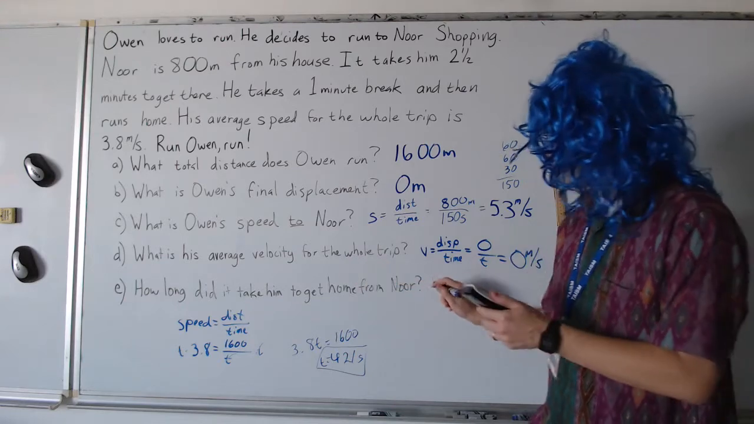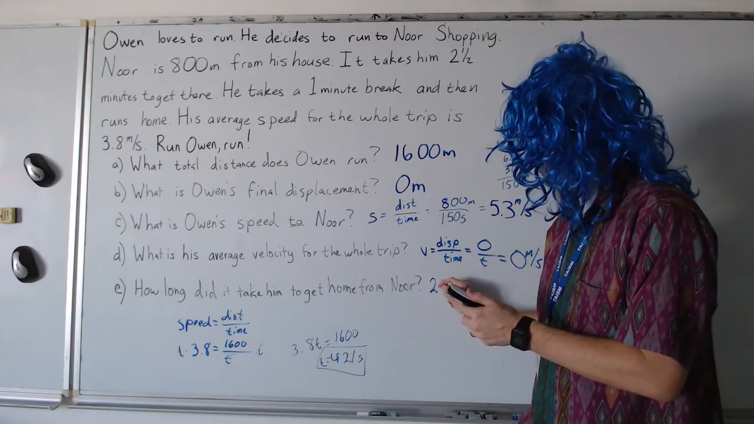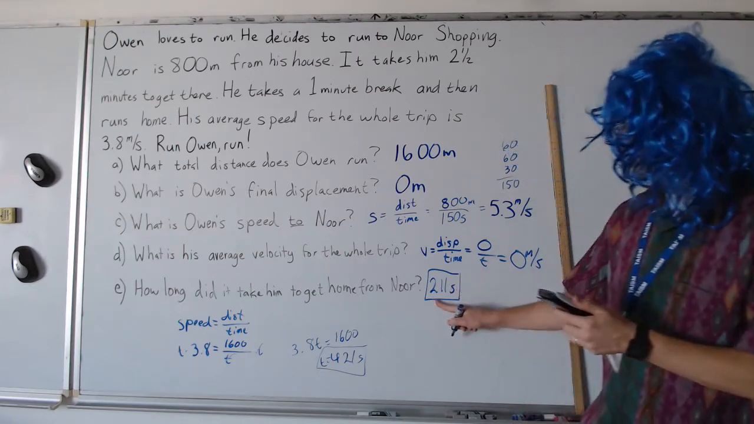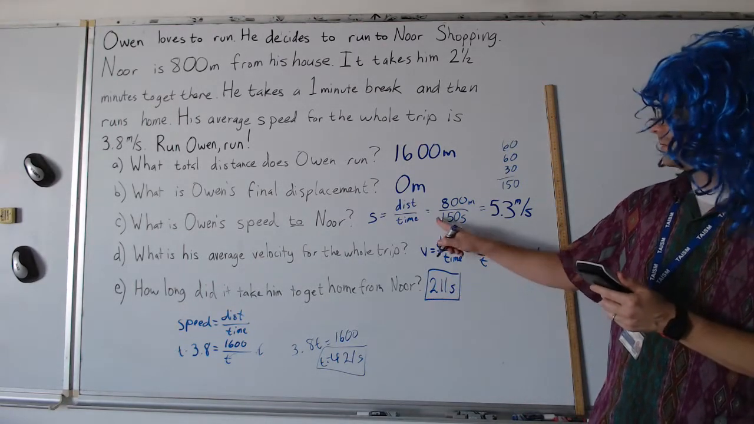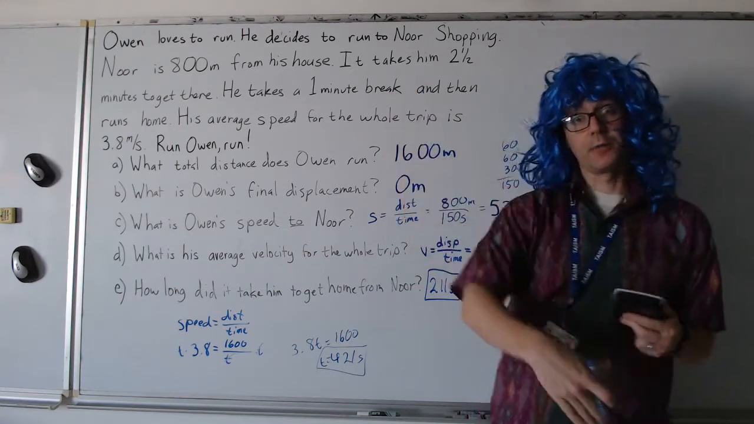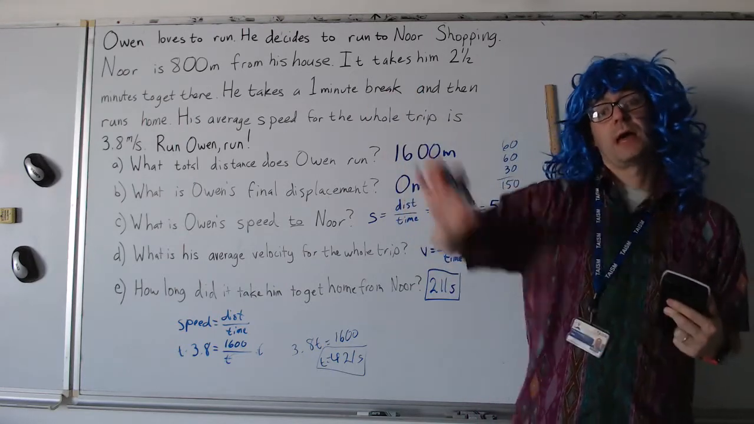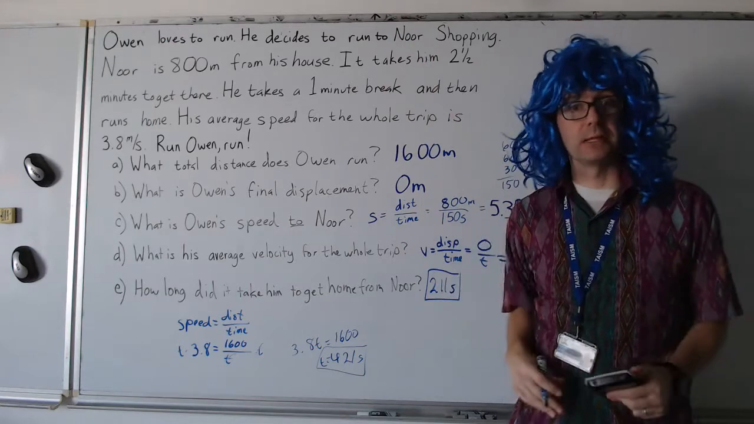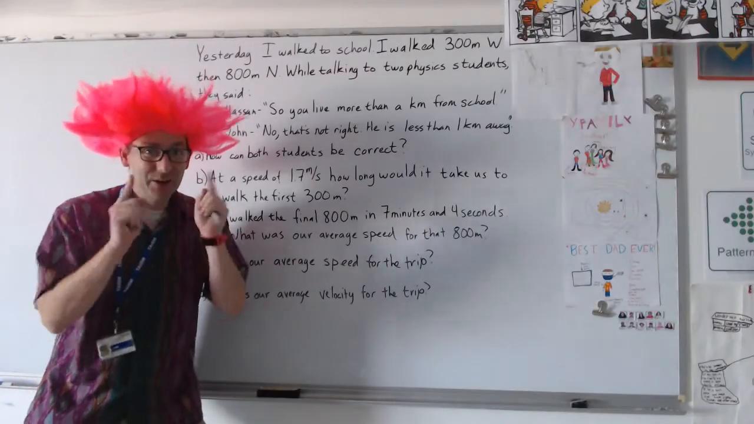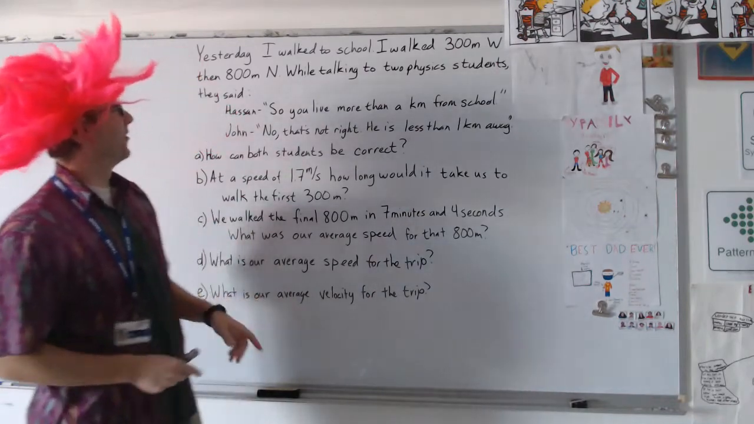So how long did it take him to get home from NOR? 211 seconds. So it took him a little bit longer to get home than it took him to get to NOR. That makes sense. From his house to NOR is down the hill. From NOR to his house would have to go up the hill, so probably going to be a little bit slower there. All right, there we go. All right, new question. Here we go.